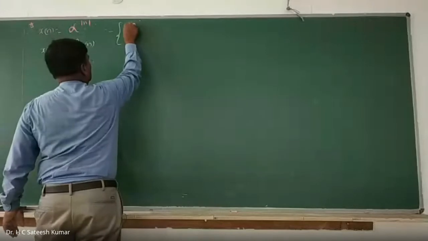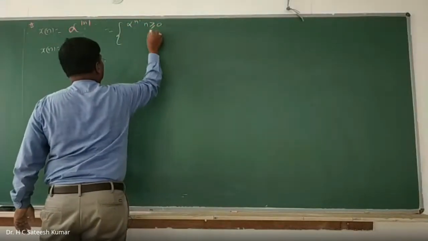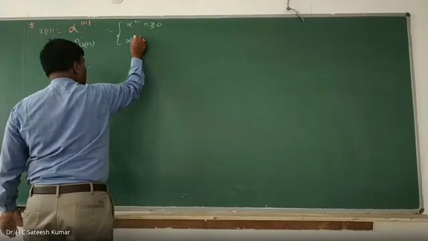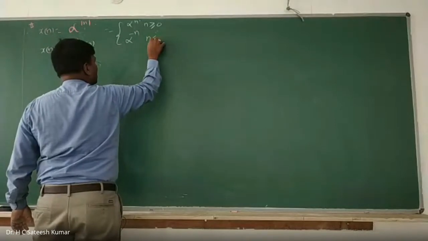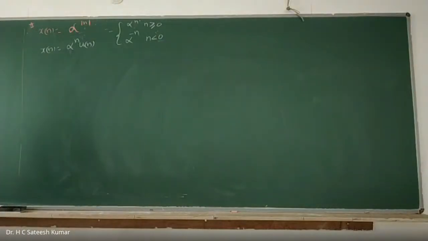Its value is equal to alpha to the power of n for n greater than or equal to 0 and is equal to alpha to the power of minus n for n less than 0. Okay, right. The zeroth value should not be repeated. That's why I have taken n less than 0, alpha to the power of minus n.